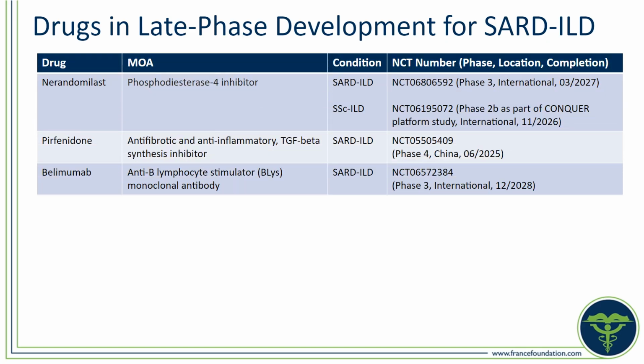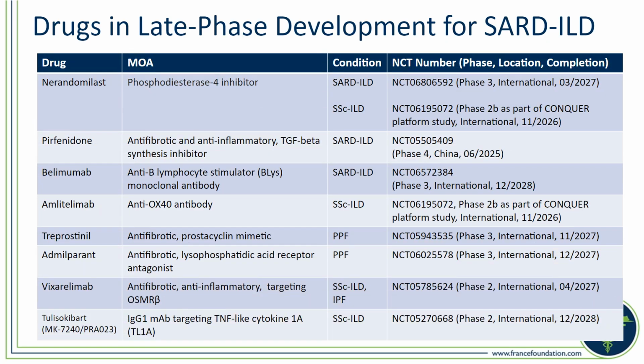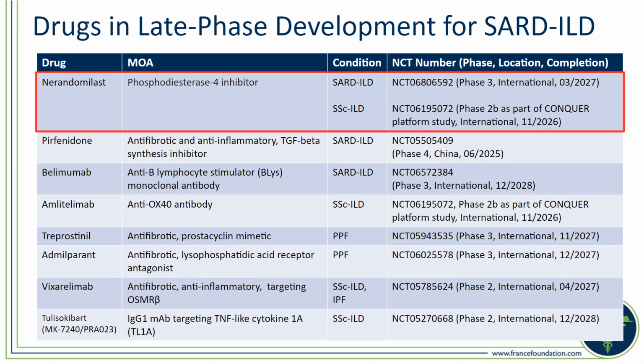This table here outlines the new drugs that are being studied. Nerandomilast, a phosphodiesterase 4 inhibitor, recently met its primary endpoint of an absolute change from baseline in FVC in a phase 3 study of idiopathic pulmonary fibrosis and a phase 3 study of progressive pulmonary fibrosis. And a SARD-ILD study will be starting this fall.